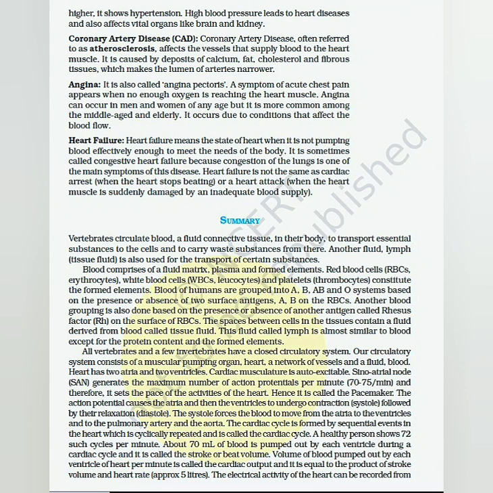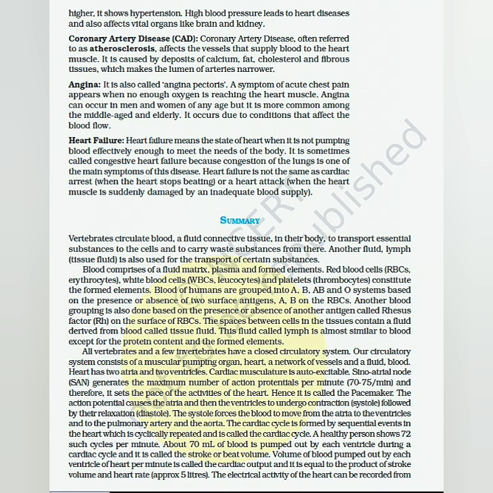Summary. Vertebrates circulate blood, a fluid connective tissue, in their body to transport essential substances to the cells and to carry waste substances away from there. Another fluid, lymph or tissue fluid, is also used for the transport of certain substances. Blood comprises a fluid matrix, plasma, and formed elements. Red blood cells, RBC, erythrocytes, white blood cells, WBC, leukocytes, and platelets, thrombocytes, constitute the formed elements.